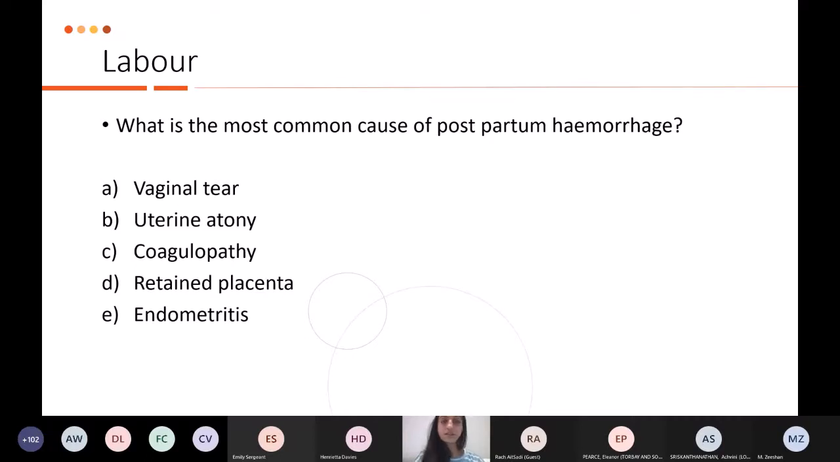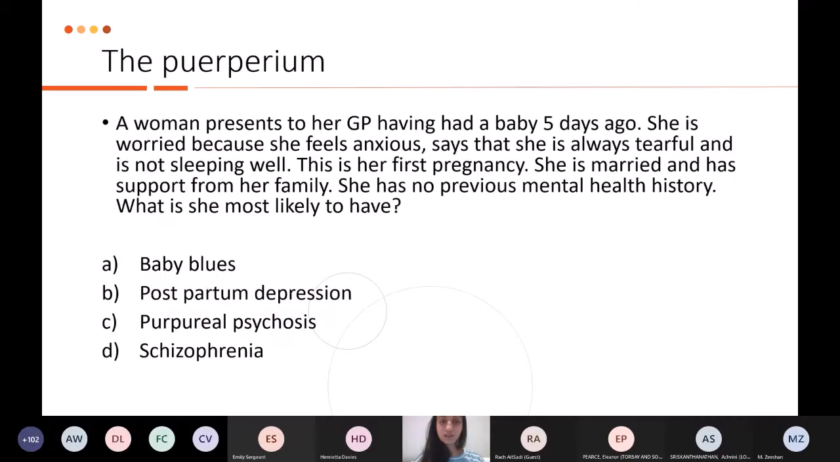So hopefully another little easy one, but a woman goes into postpartum hemorrhage. What is your most common cause? I'm liking all the variety. Yeah, so I think I saw mostly B, which is what I would go for.